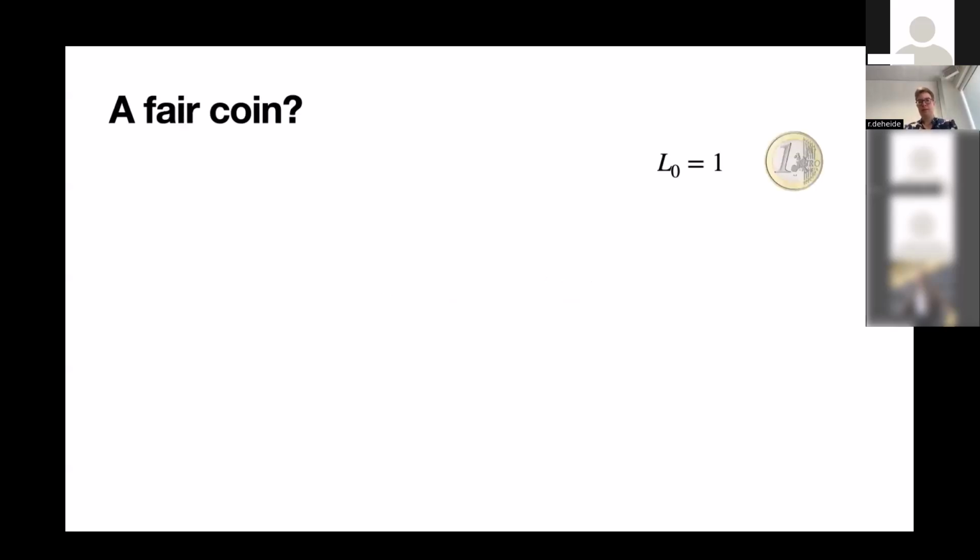So let's say we want to test whether a coin is fair or not. And we are going to do a game of betting. So we start with a capital. This is not the coin that we're testing. This is our starting capital. And we start with a starting capital of €1.